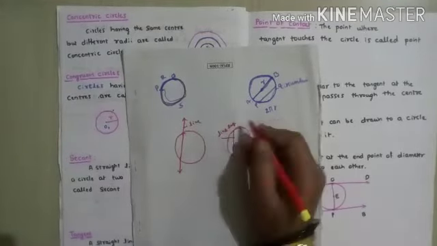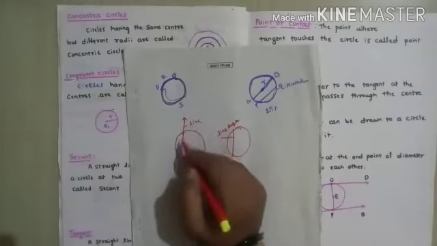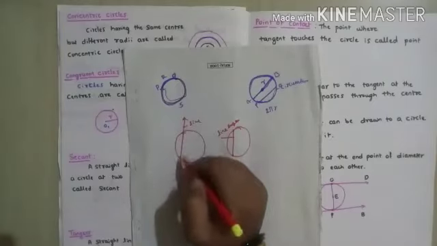The line segment has end points. This is a line segment, this is a line. If you draw the line to the circle like this, it is called a secant of the circle. So that is the definition: a straight line which intersects the circle at two distinct points is called a secant of the circle.